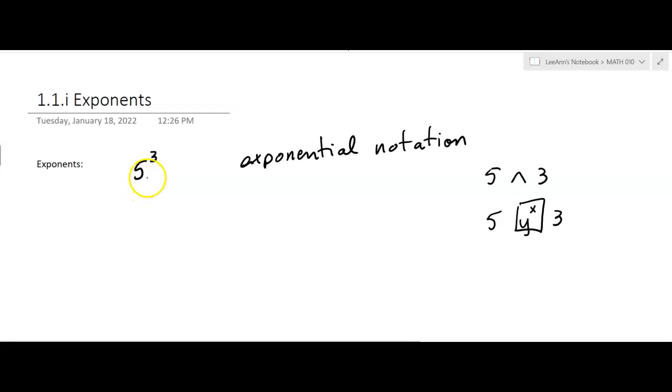We would also say this is 5 cubed because it's an exponent of 3. You could have 7 squared. Squared means an exponent of 2. Other than that, like if you have 1 to the 4th power, we just say 1 to the 4th power, okay? All right.